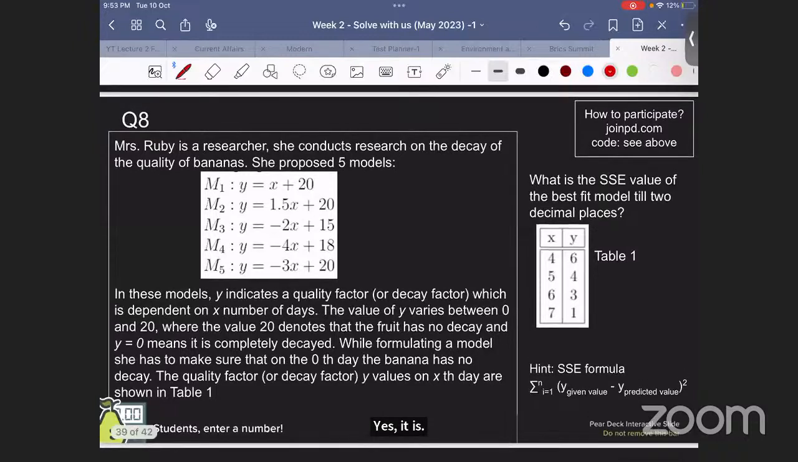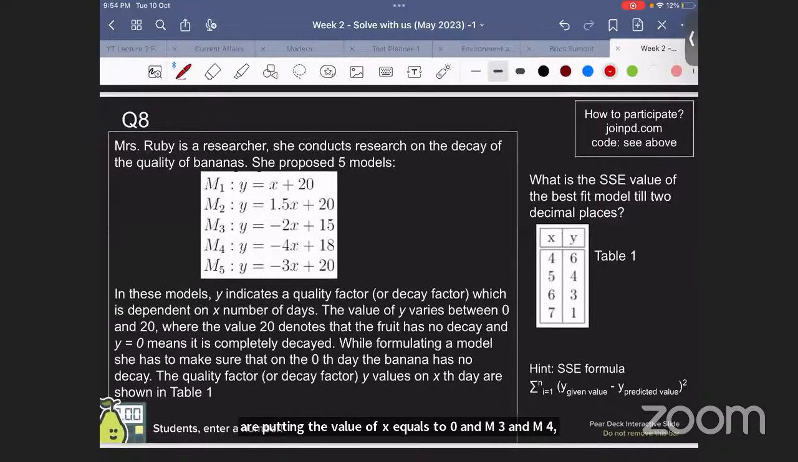No. See, M3 and M4 are incorrect because what has been written here is that the value of y varies between 0 to 20, where the value 20 denotes that the fruit has no decay. So on the 0th day, there will be no decay, so the value of y should be 20, right? If you put x equals 0 in M3 and M4, you're not getting 20. So M3 and M4 are incorrect in themselves.